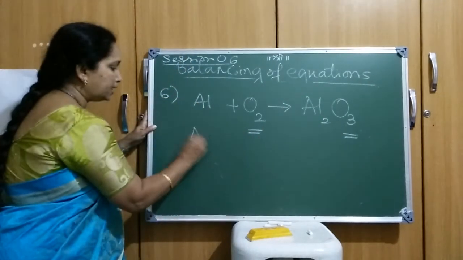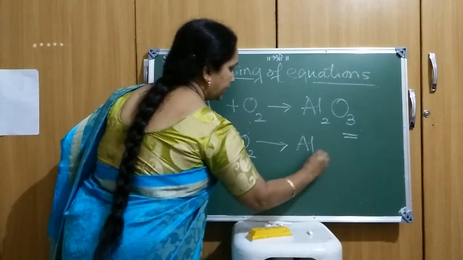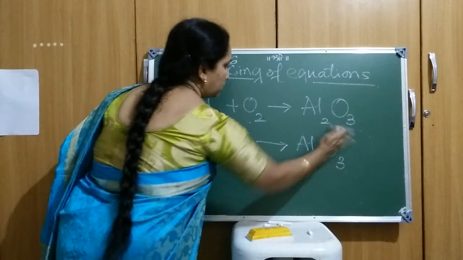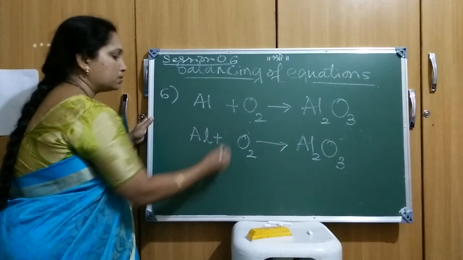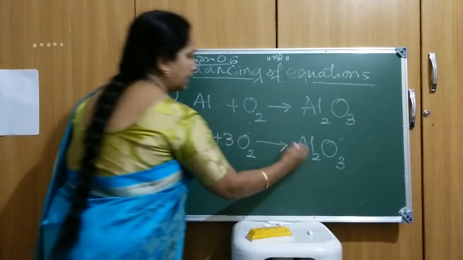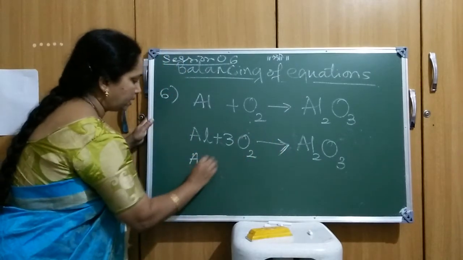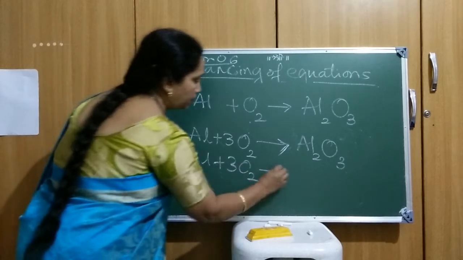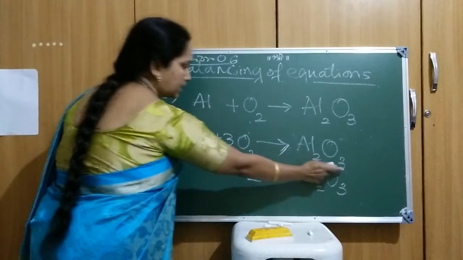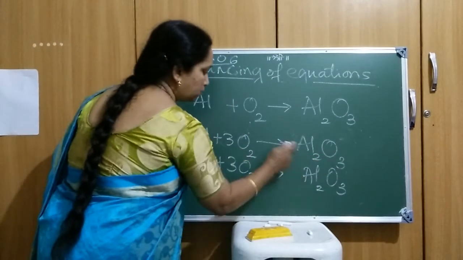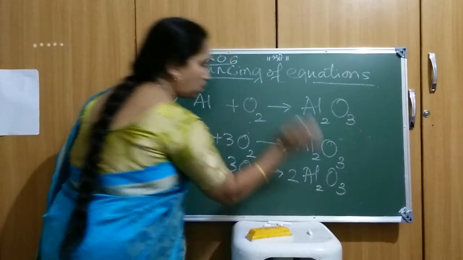So I'll write down the equation as it is. Al plus O2 gives Al2O3. Here oxygen 3, there oxygen 2. So I'll apply the same thing. Here I'll write down 3 and here I'll write down 2. I'll write this in the next step: aluminium plus 3O2. To balance this, I'll write down Al2O3 as it is. As it is a 3 there, I'll make it 3 2s are 6, so I'll write it as a 2. Now 3 2s are 6, 3 2s are 6, which means oxygen is balanced.